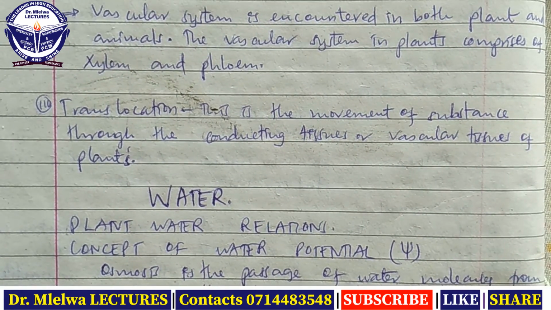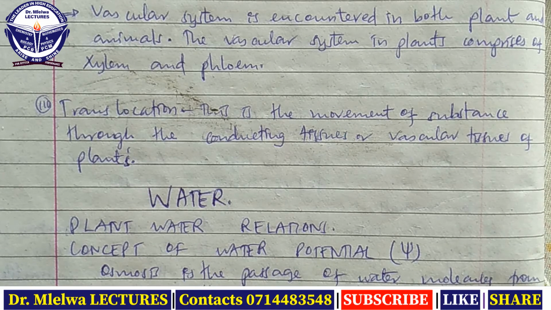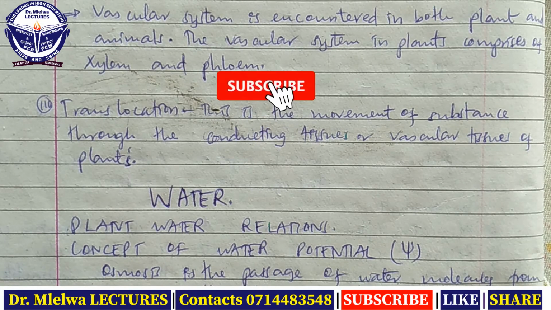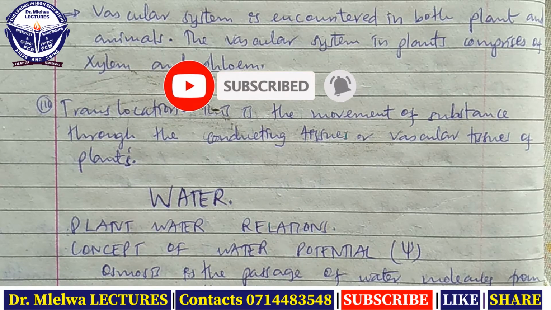From there, we have the terminology translocation. Now I know this is one among the terminologies which will confuse you in many of the things which we will discuss later. But translocation is simply defined as the movement of substances through conducting tissue or vascular tissue of a plant. Now, some of you students confuse this because in discussing xylem, we are not just saying it is a translocation.